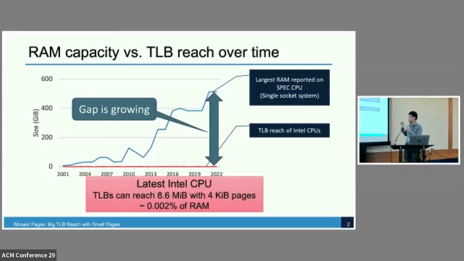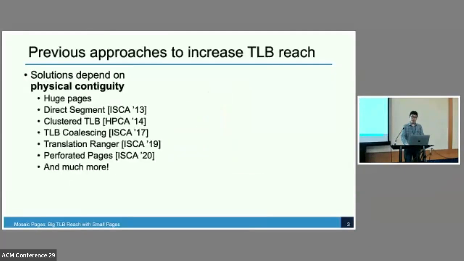In the latest Intel CPU, TLBs can reach about 8.6 megabytes with 4 kilobyte pages, which is 0.002% of RAM. The gap between RAM capacity and TLB reach is growing, and the gap hurts the performance of applications. Many solutions are available to increase the TLB reach. The problem is that most solutions depend on physical contiguity.